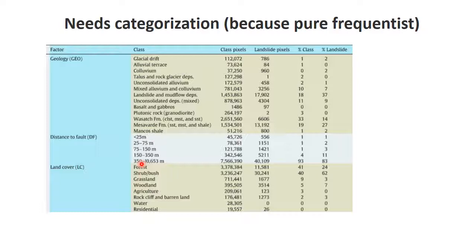The other thing that we need to have is a sufficient amount of landslide pixels. For landslides, this is probably not such a great problem, but for mineralizations, this may be a serious problem. If we don't have a sufficient amount of observations of actual mineralization, then it's very difficult to apply the weights of evidence method.